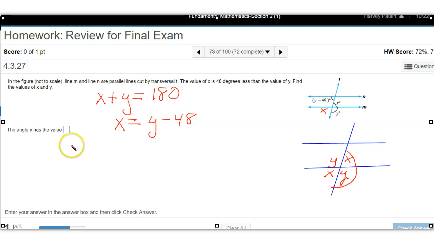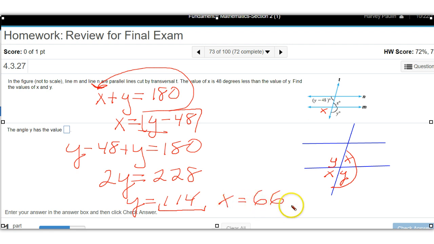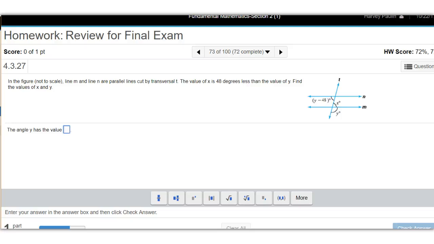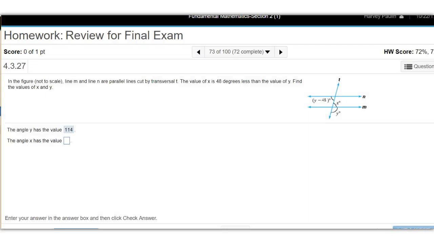So now with that in mind, it should be easy to figure out what is x and y. You're going to use substitution. So you get y minus 48, which is this x here that we're putting right there, plus y equals 180. So we add our y's, get 2y, add 48 to both sides, we get 228, divide by 2, we get our y angle is this, and we subtract that from 180, and we get x is 66. So they're asking us here for what is the y value, and for this, the y value we said was 114, and that now checks out, and the x value is 66.